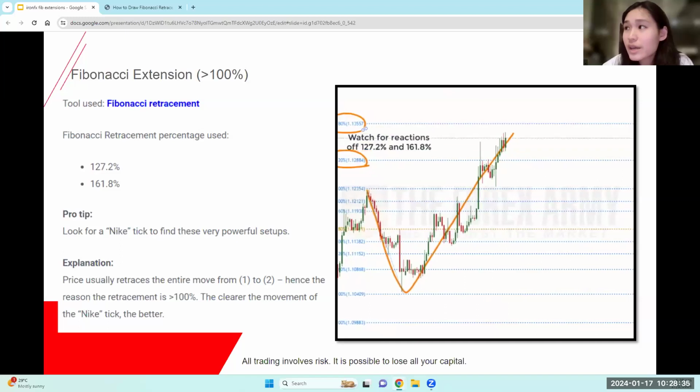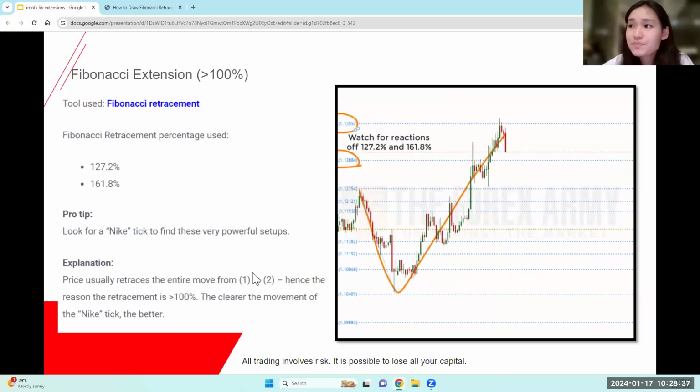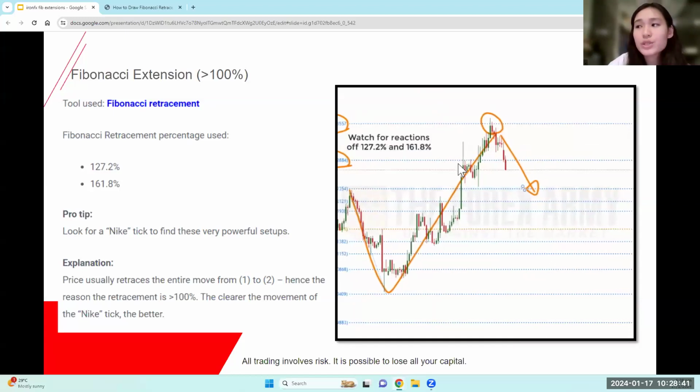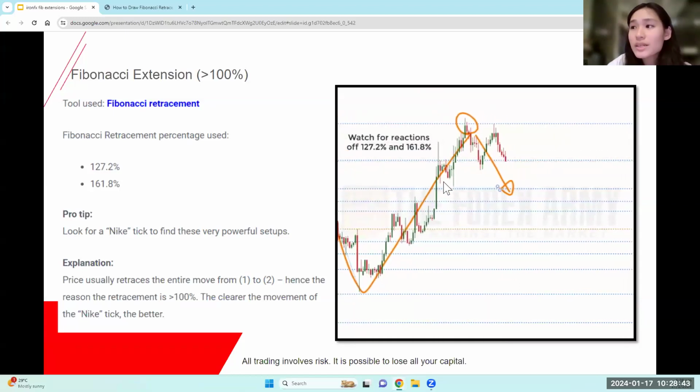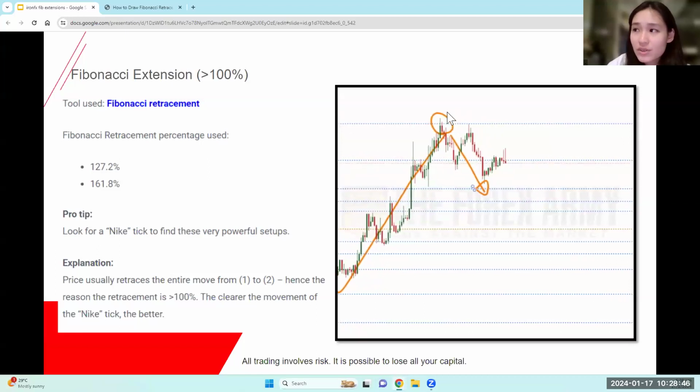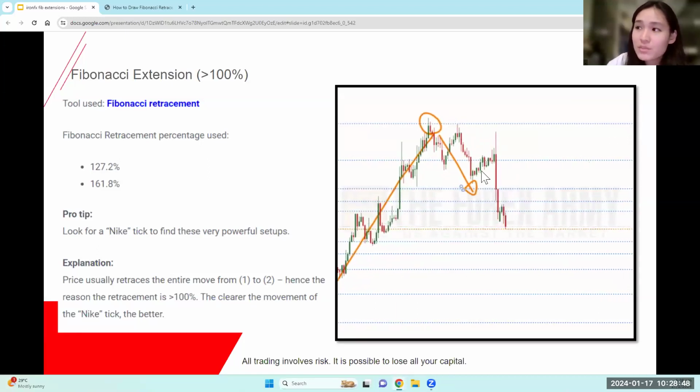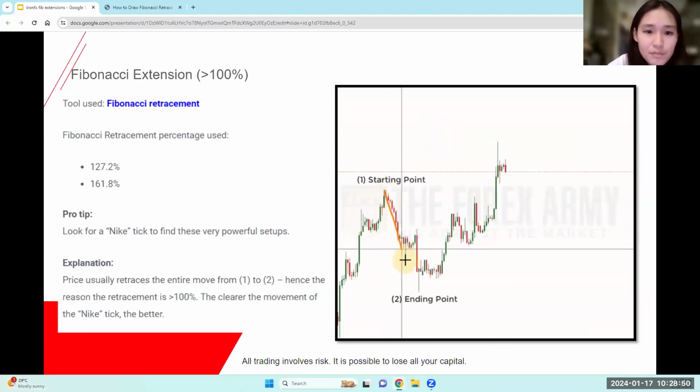So you can take a look at this GIF over here. So you can see it did test the 127.2 slightly, but it still broke out of it and reacted off of the 161.8 before reversing back down.